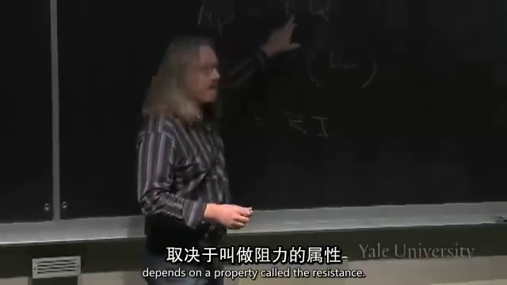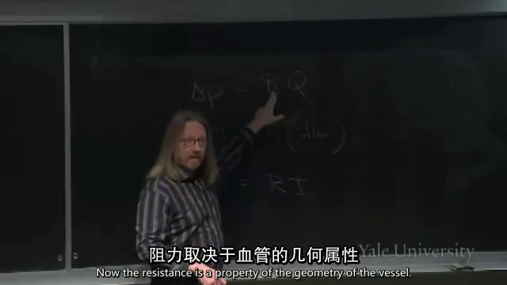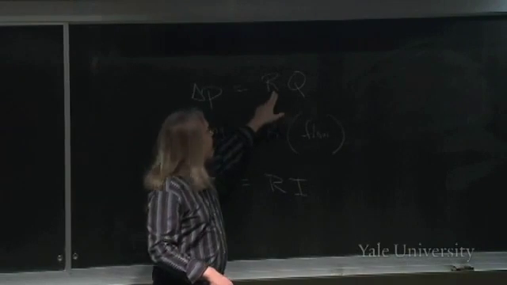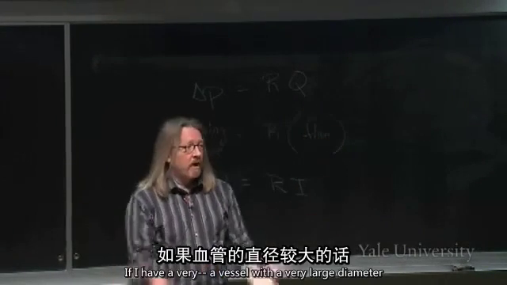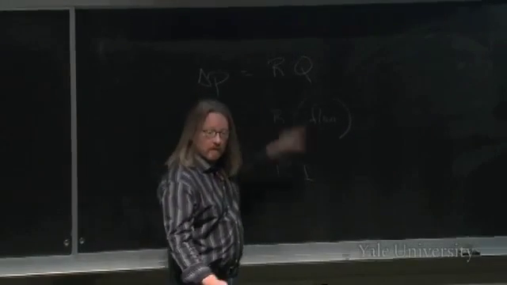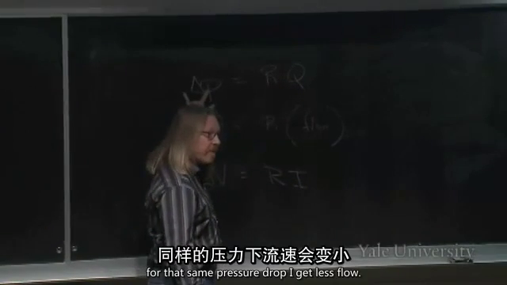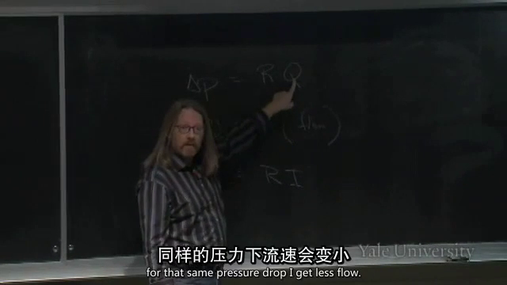and how much flow you produce for a given pressure drop depends on a property called the resistance. Now, the resistance is a property of the geometry of the vessel. If I have a vessel with a very large diameter, for a given pressure drop, I can create a large flow. For a vessel with a small diameter, for that same pressure drop, I get less flow.